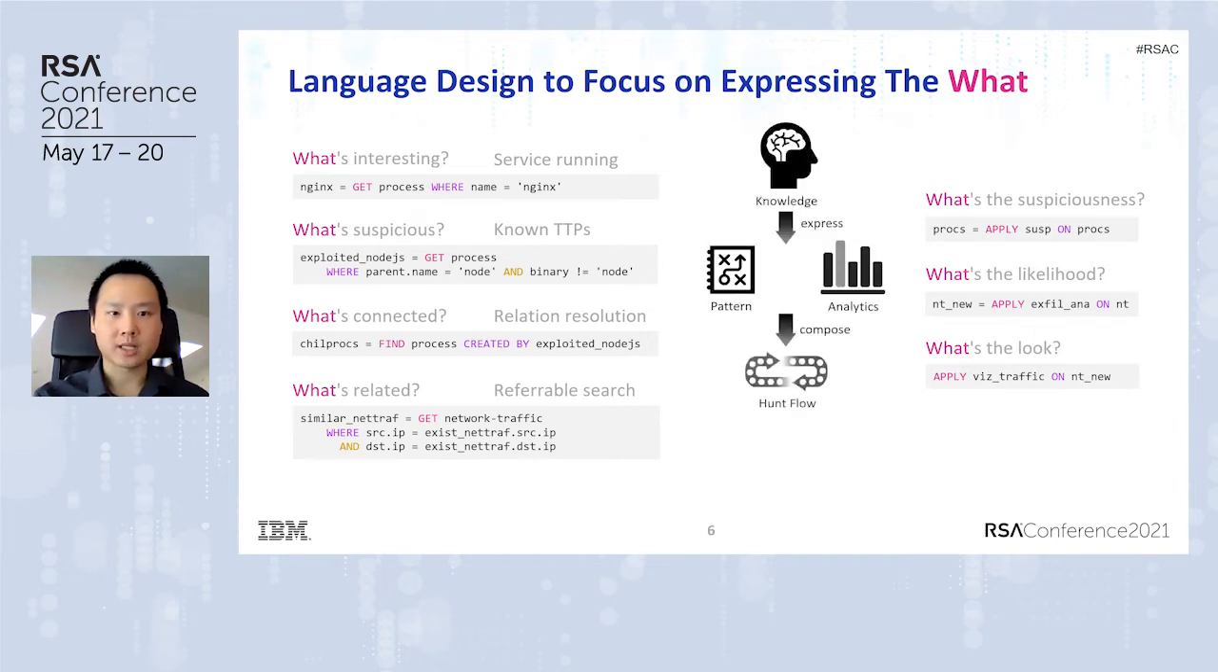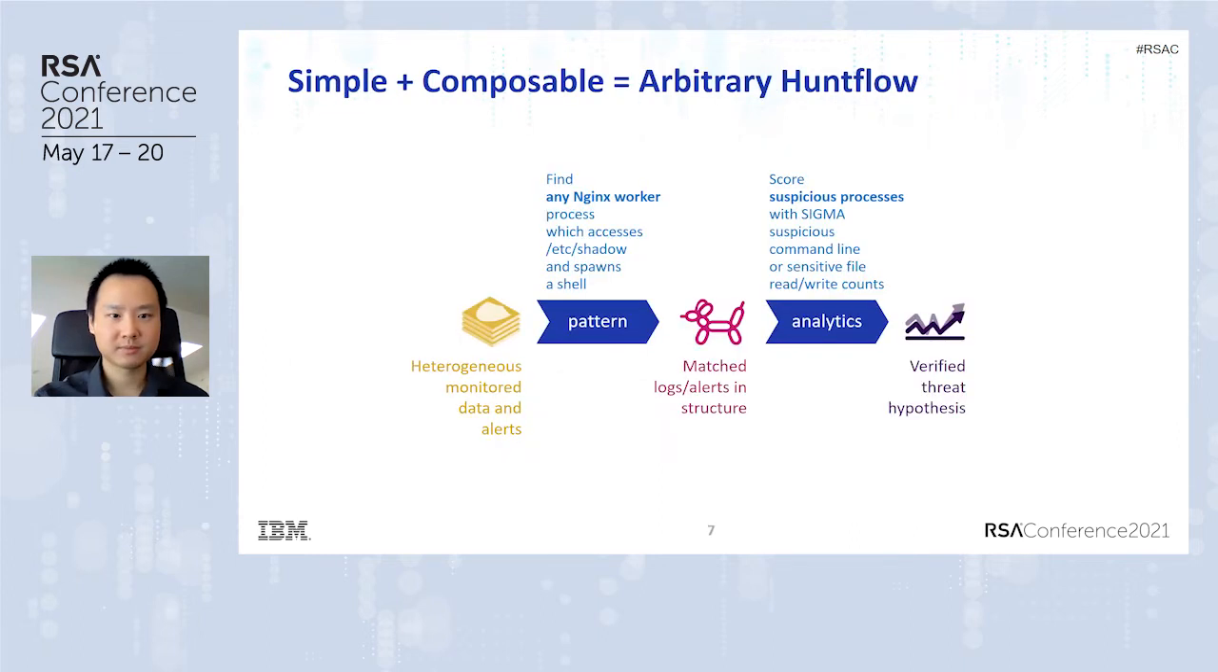Now, the threat hunter has two powerful means to express the what in their mind, and they need to do one more thing to make a hunt. Compose a hunt flow with patterns and analytics. We like things simple. We like things powerful. We want both. Yes, it's possible, with the idea of composability from functional programming.